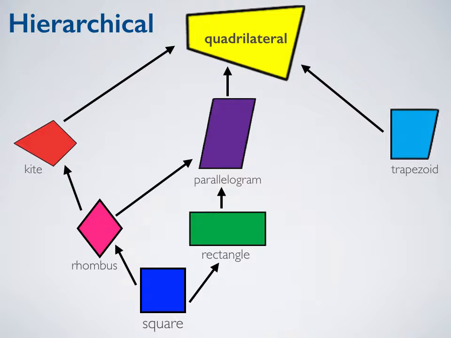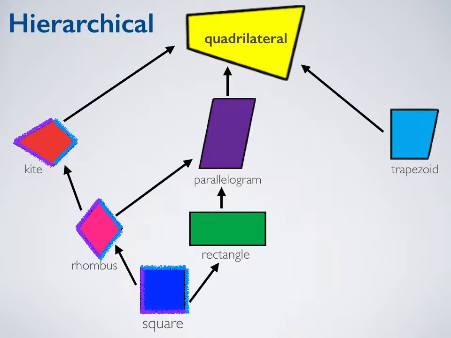This model is nice to show three distinct types of quadrilaterals: kites, parallelograms, and trapezoids. Kites are quadrilaterals with two pairs of equivalent adjacent sides. So these adjacent sides are the same length, and these adjacent sides are the same length. Both a rhombus and a square fit that definition too. So they are also kites.